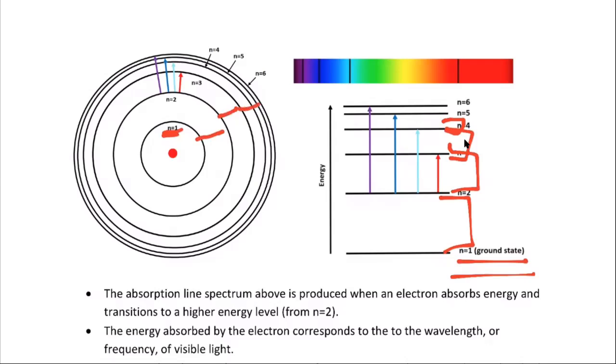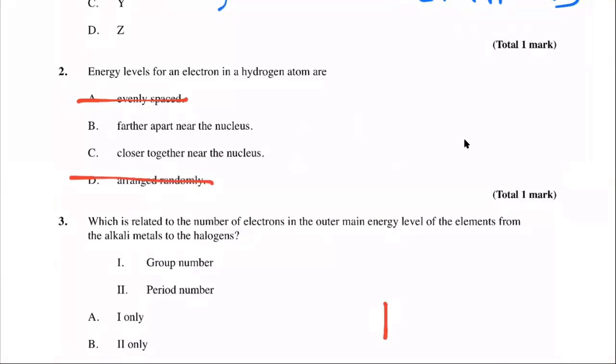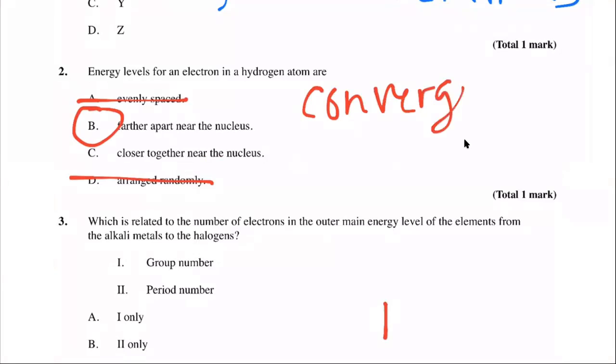Okay, so that's just straight up, you had to know what that Bohr model and the energy levels looked like. So they're always going to be further apart near the nucleus, because as you move away from the nucleus, they get closer together. And remember, we call that convergence. As you go higher they converge, and converge means they get closer together. So higher energy levels are closer together, lower energy levels close to the nucleus are going to be further apart.